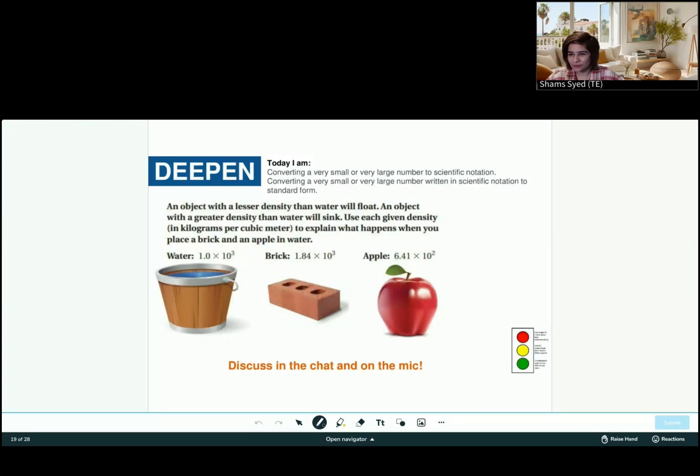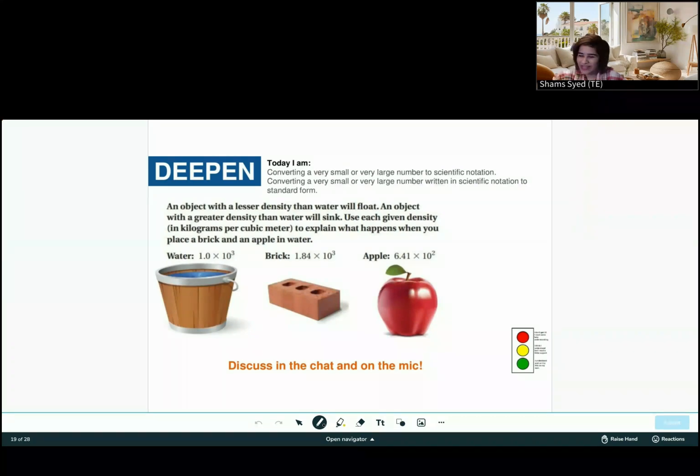Lesser density floats. An object with greater density than water will sink. Use each given density to explain what happens when you place a brick and an apple in water. What will happen if you place the brick into the bucket?